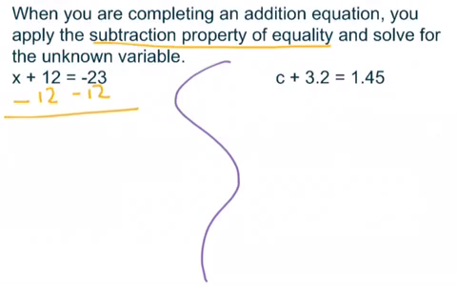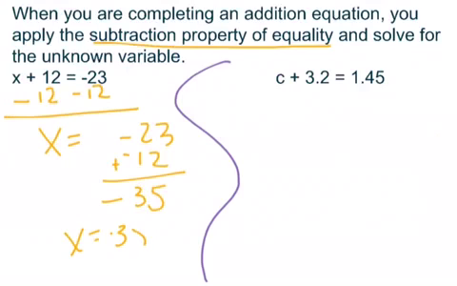So there we go. You've crossed that out. Then you've got x equals, we have negative 23 minus 12. In essence, we're adding two negatives. A negative plus a negative is going to equal a negative. So negative 23 plus negative 12 is going to be, that is correct, negative 35. So x equals negative 35.